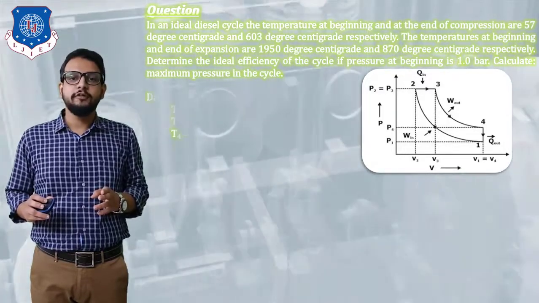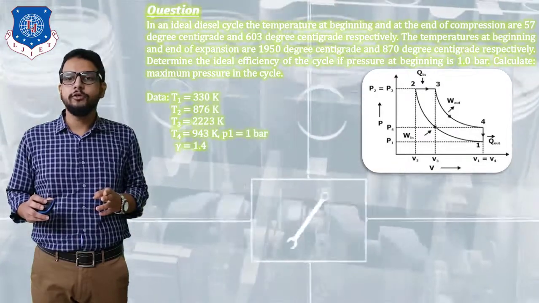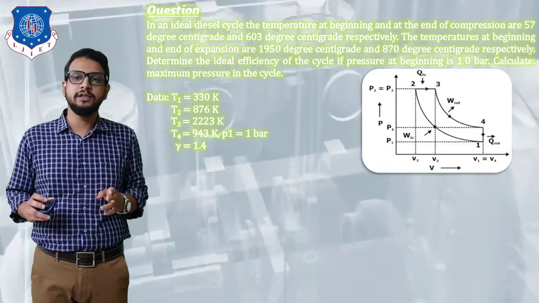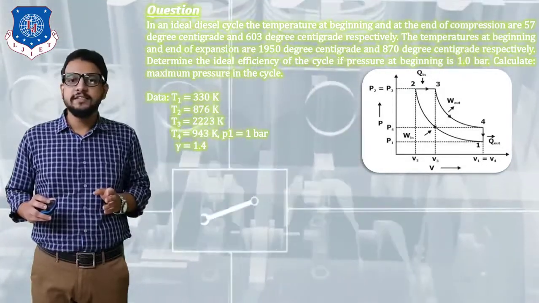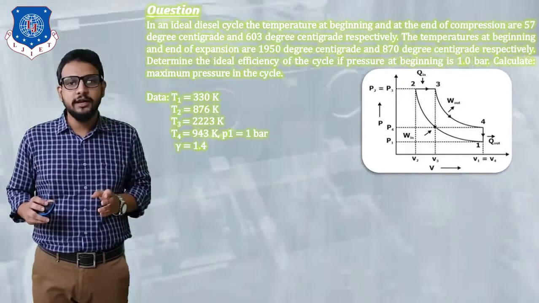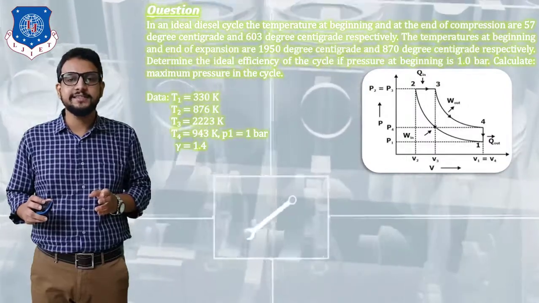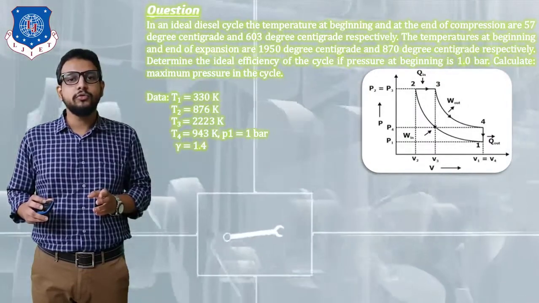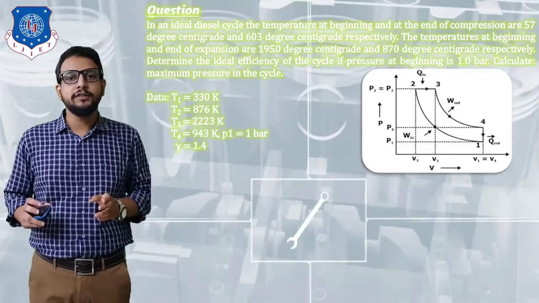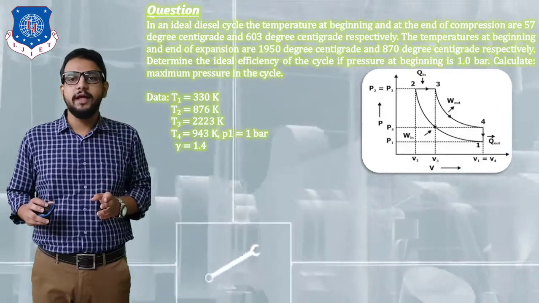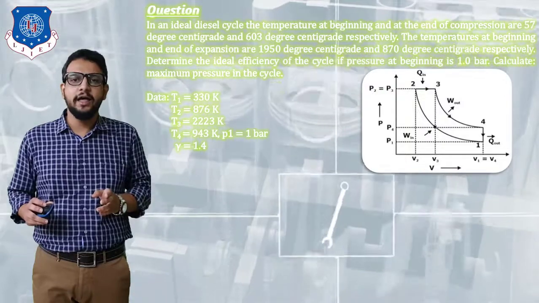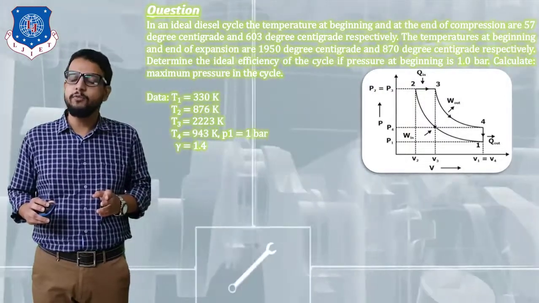So first of all, writing down the data. All the 4 temperatures are given at all the key points, that is T1, T2, T3 and T4. Converting degrees Celsius into Kelvin, I have added 273. So T1 is equal to 330 Kelvin, T2 is equal to 876 Kelvin, T3 is equal to 2223 Kelvin, and T4 is equal to 943 Kelvin. P1 is given, that is 1 bar, and gamma is also given in the data, that is 1.4. Since it is mentioned that it is air, obviously the adiabatic index will be 1.4.